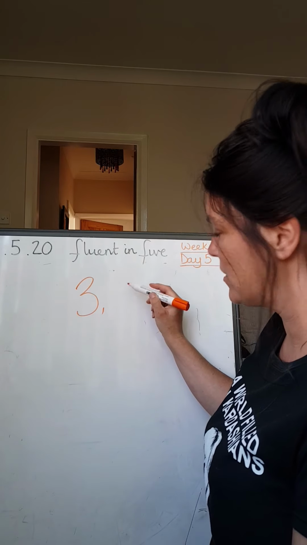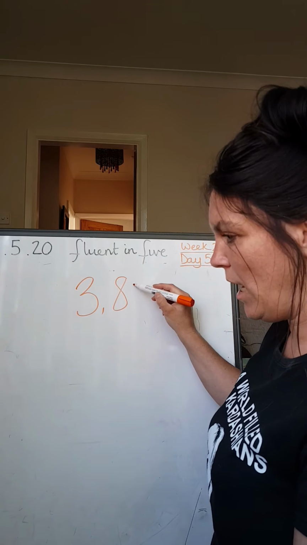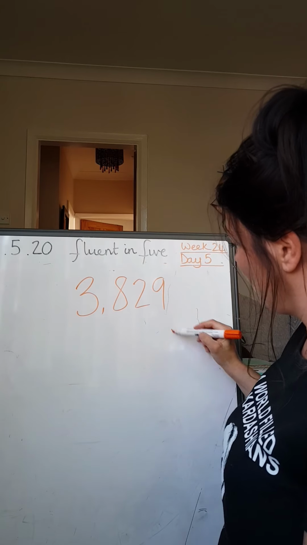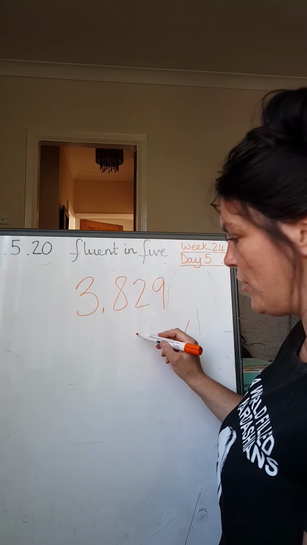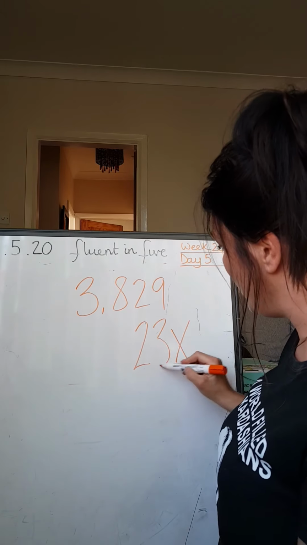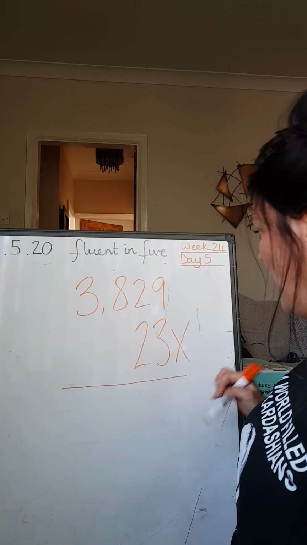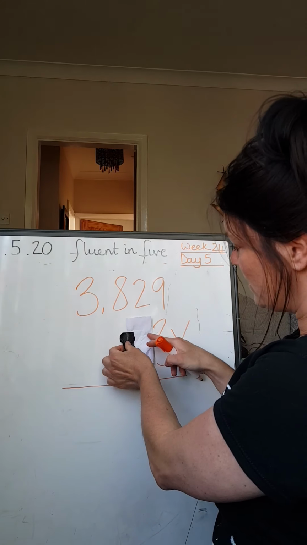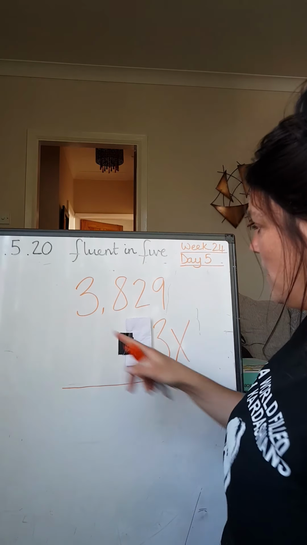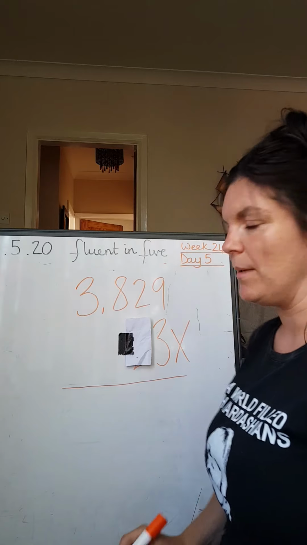So I've got 3,829, and I'm going to times by a 2-digit number, 23. So I'm going to have to get out my trusty post-it note. I'm going to cover over this number in the tens column. I don't need it yet. Now this looks like maths. That's pretty simple. I can do that.